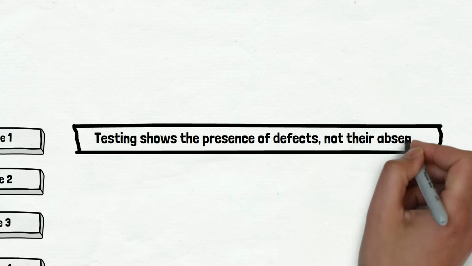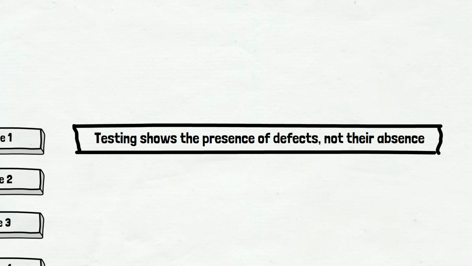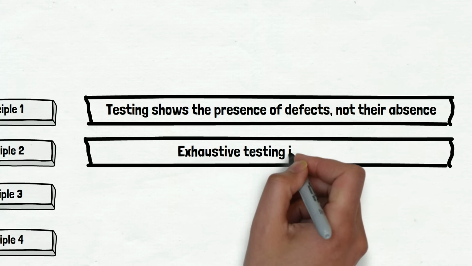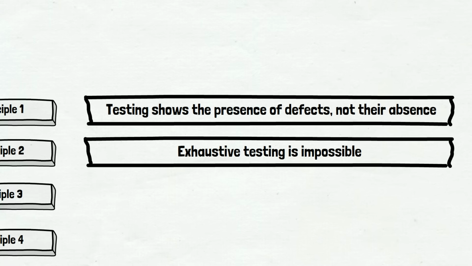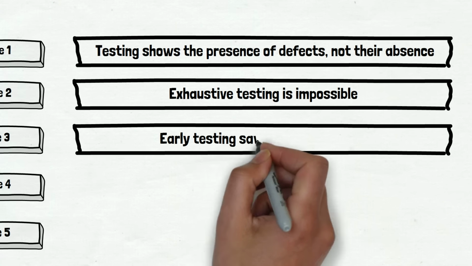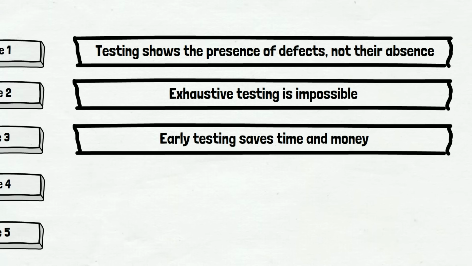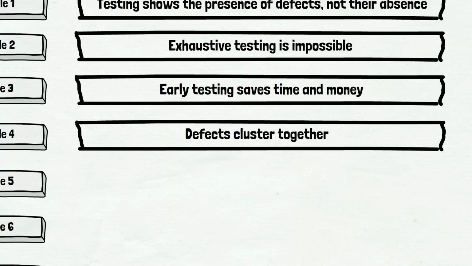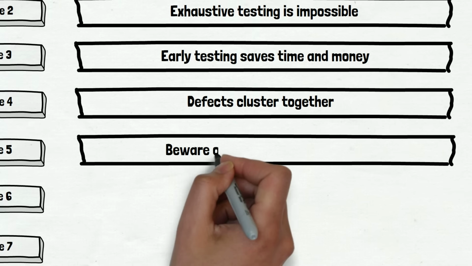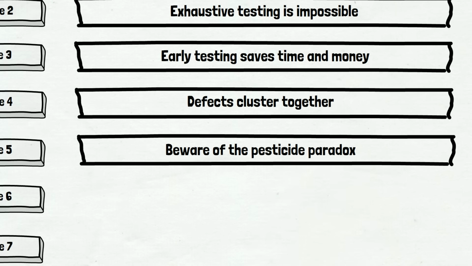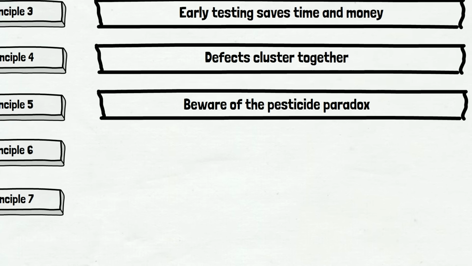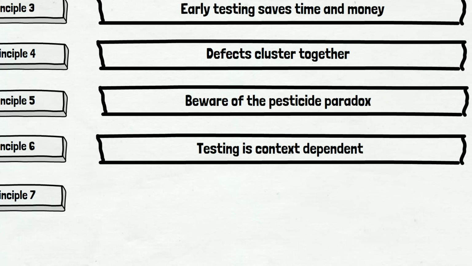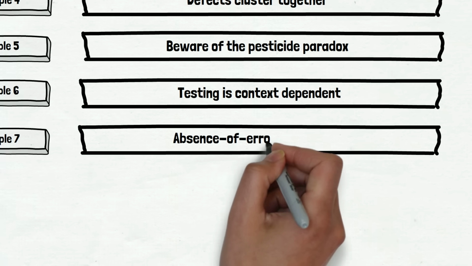Testing shows the presence of defects, not their absence. Exhaustive testing is impossible. Early testing saves time and money. Defects cluster together. Beware of the pesticide paradox. Testing is context-dependent. Absence of errors is a fallacy.